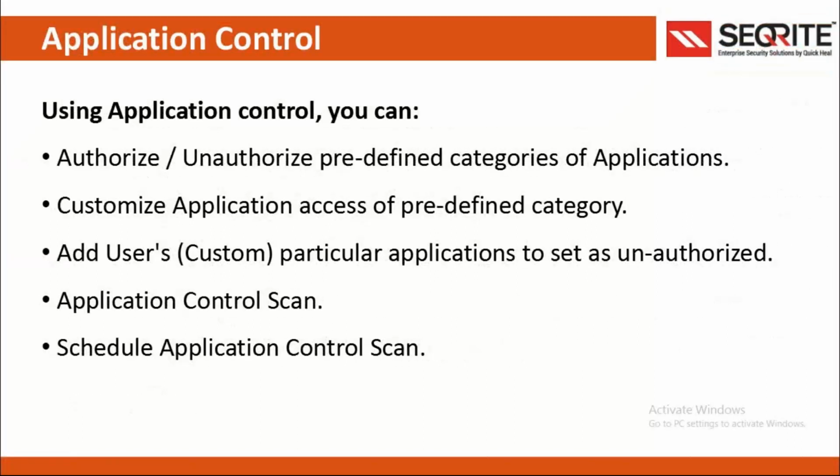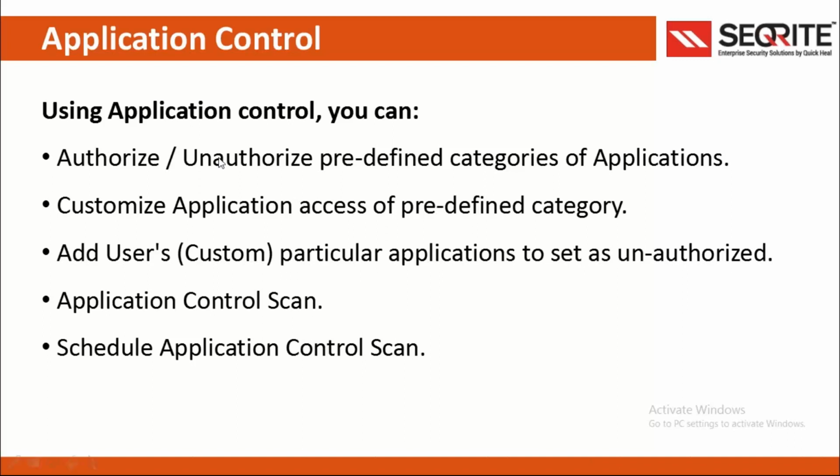By using application control scan, you can perform authorized or unauthorized predefined categories of application. You can customize application access of predefined category. You can add users or customize particular application to set as unauthorized. You can perform application control scan and detect the applications installed at various endpoints, and you can schedule application control scan at the time that you require.